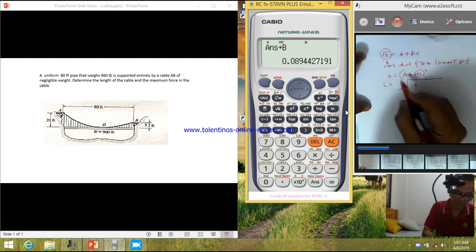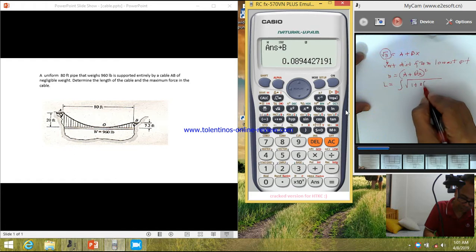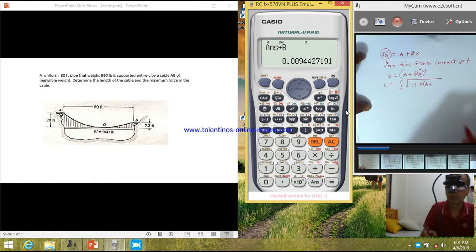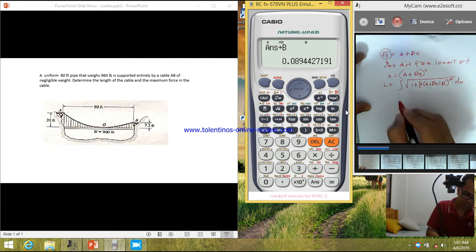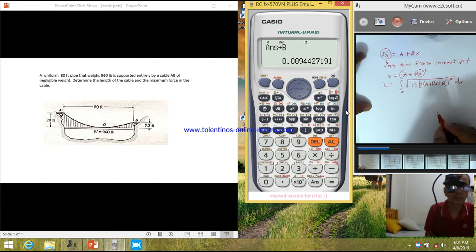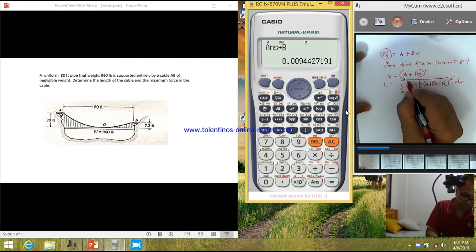the square root of 1 plus the first derivative, which is 2 times (A plus Bx) times B, and then squared, dx, limit from 0 to the total length of the cable. Horizontal length is 80.